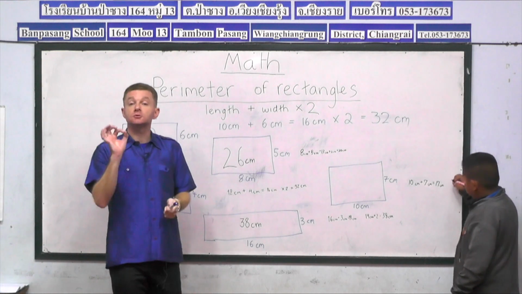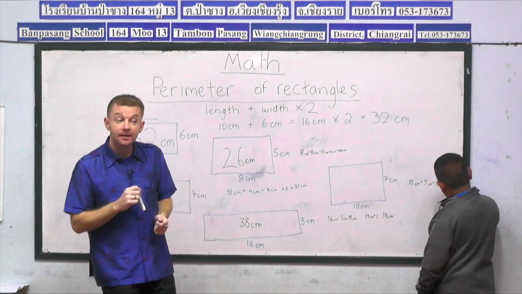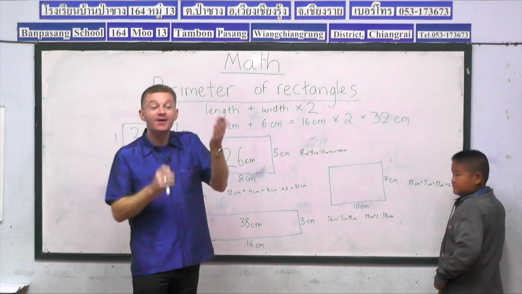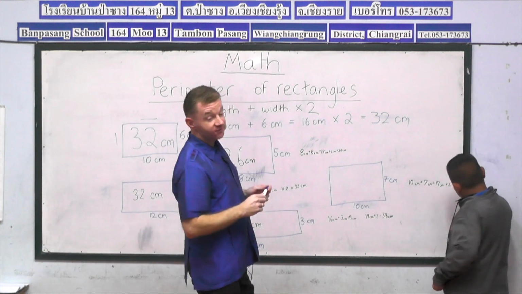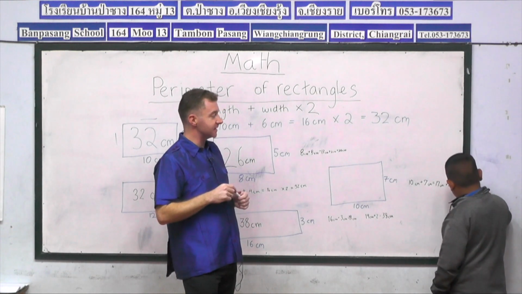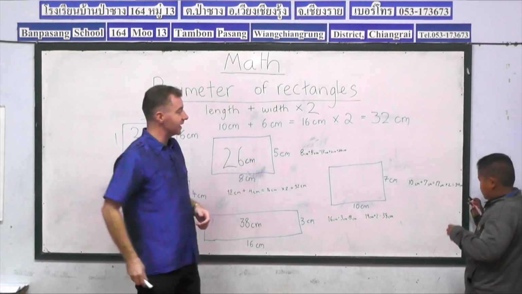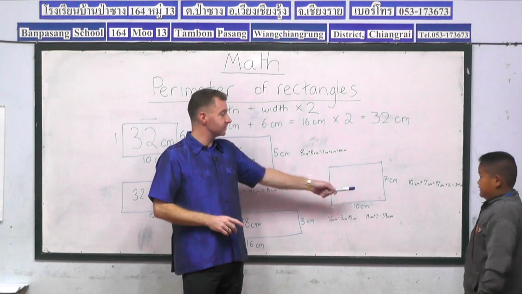Times 2. So 17 times 2, 34. 34 what? Always remember the unit, cm, centimeters. Perfect, Net. So you can write your answer inside your rectangle. 34 centimeters.